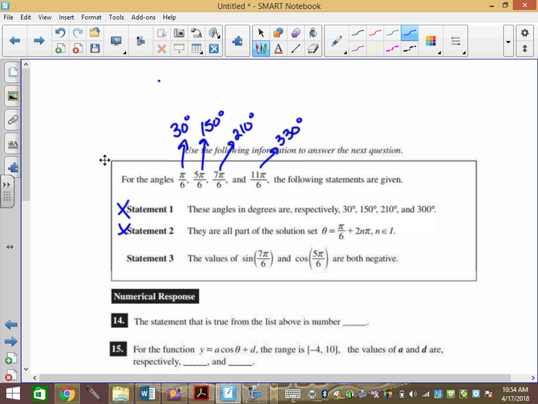Sine 7 pi over 6. What's y at 7 pi over 6? You go to your unit circle. Go to sine 7 pi over 6 and pull off the y. And cos at 5 pi over 6. They're both negative. Yes, they are. Cos is also negative in this quadrant. Sine is also negative in the third quadrant. So they are both negative. So it is statement 3.